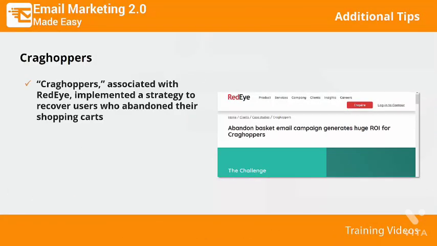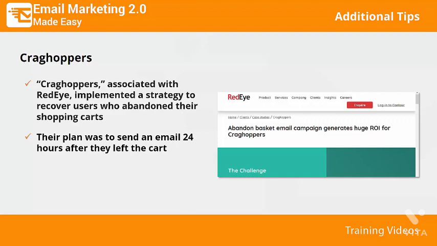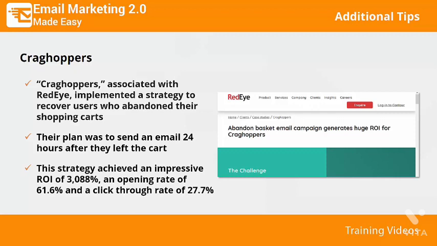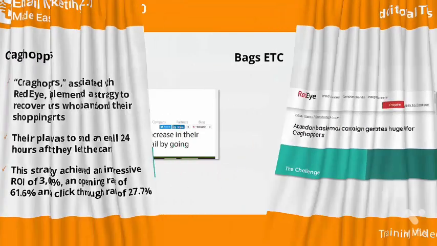Craghoppers. Craghoppers, associated with Redeye, implemented a strategy to recover users who abandoned their shopping carts. Their plan was to send an email 24 hours after they left the cart. This strategy achieved an impressive ROI of 3,088%, an opening rate of 61.6%, and a click-through rate of 27.7%.